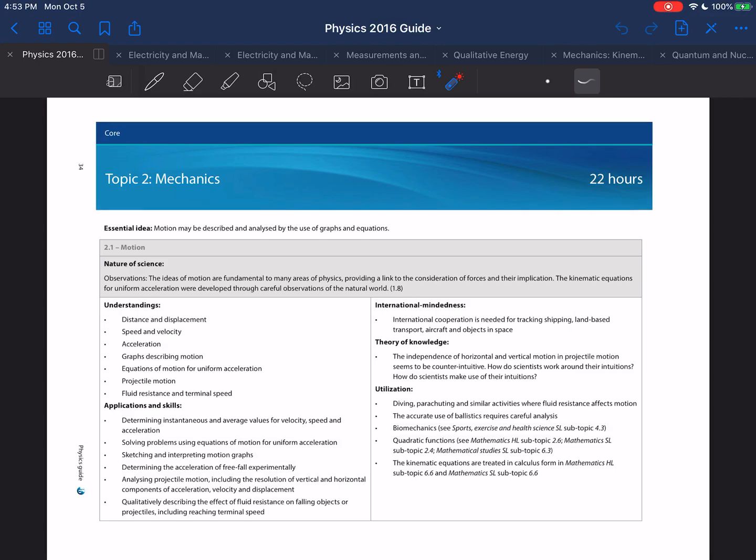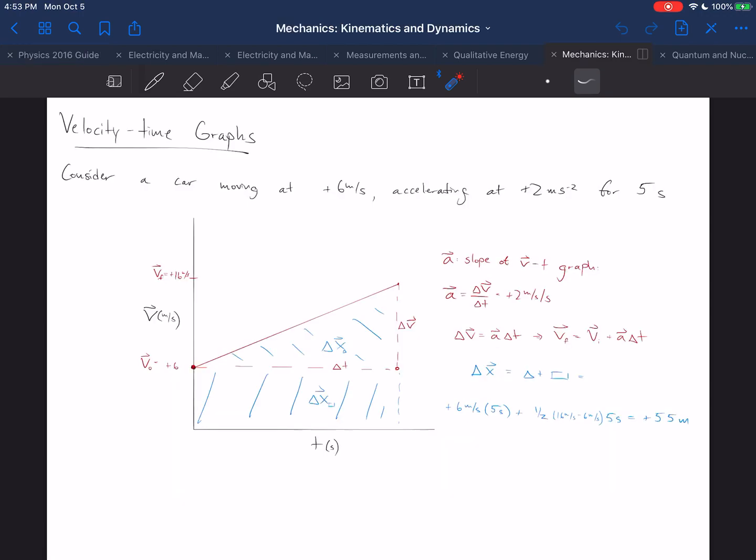Hello everyone. In this video we will continue to examine topic 2.1 motion, and in particular we will continue to examine velocity time graphs. Alright, return to a velocity time graph, but in this case we're going to examine a velocity time graph of a constantly accelerating object. This is a case of constant acceleration.